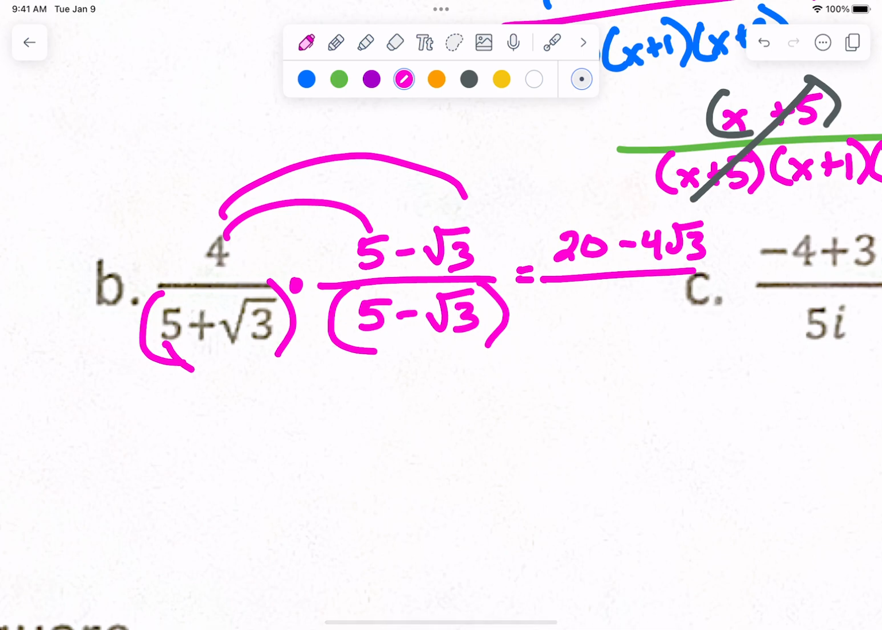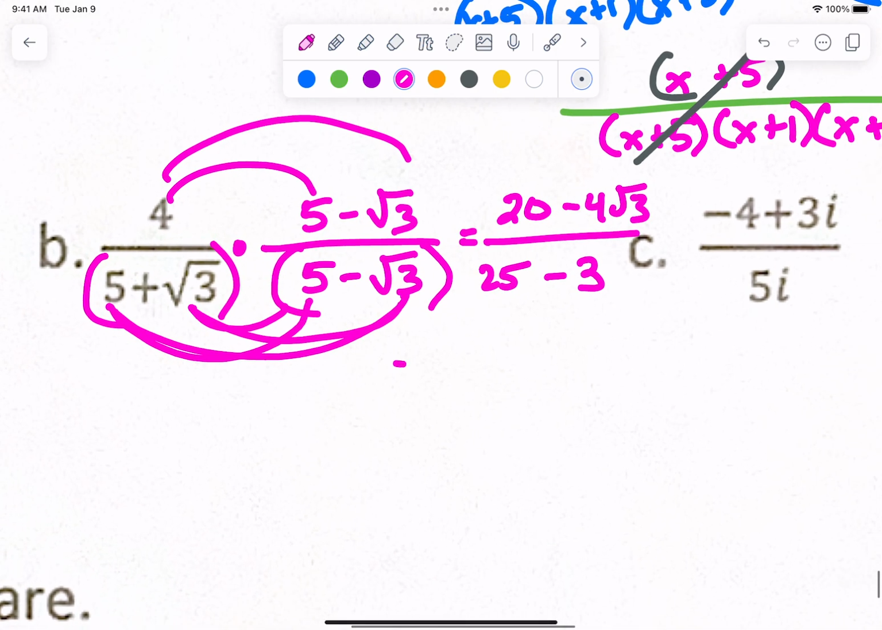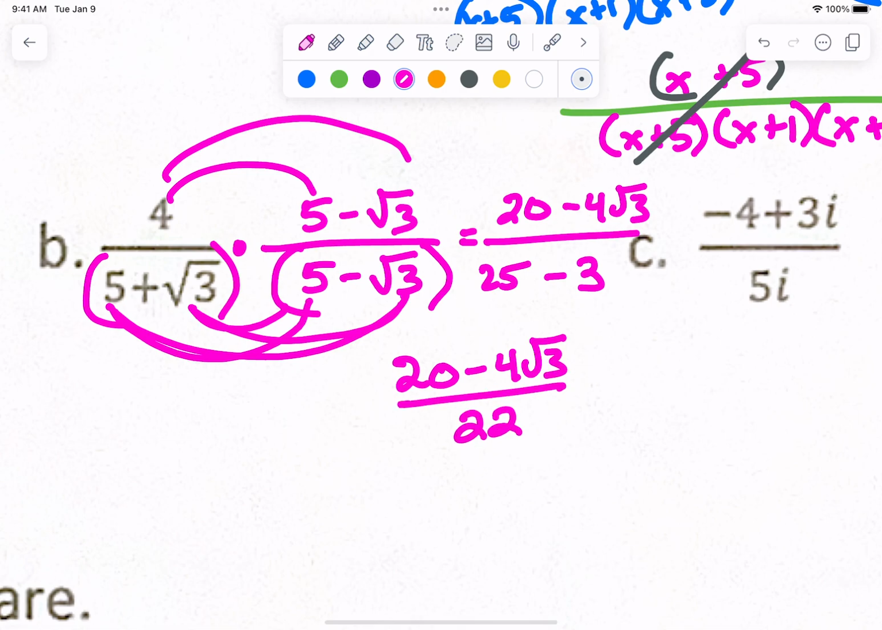On the bottom, 5 times 5 is 25, right? 5 times the square root of 3, like, those two middle pieces are going to cancel, right? What's the square root of 3 times the square root of 3? Just 3, and that's minus 3, right? Yep. On the bottom, right. So I've got 20 minus 4 square roots of 3 all over 22. Now, you can only reduce if all three of them will reduce, but you can divide by 2, and that is 10 minus 2 square roots of 3 all over 11.